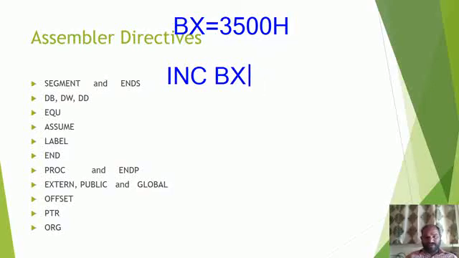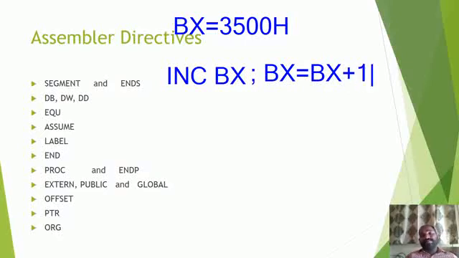Let me write it in comment format, to show how exactly this operation is going to be done. BX equals BX plus 1. Means BX is incremented by 1 and the result is stored inside BX. Now the BX value is how much? 3501H. This is the present value.